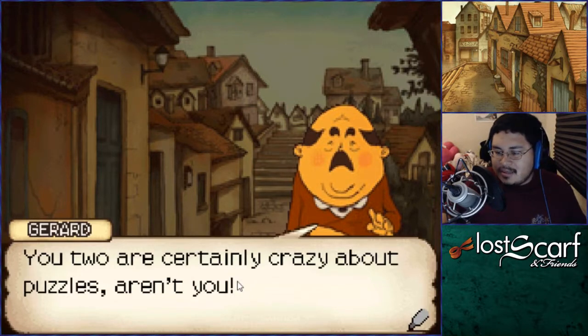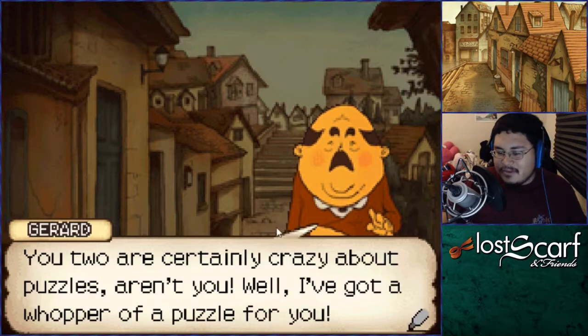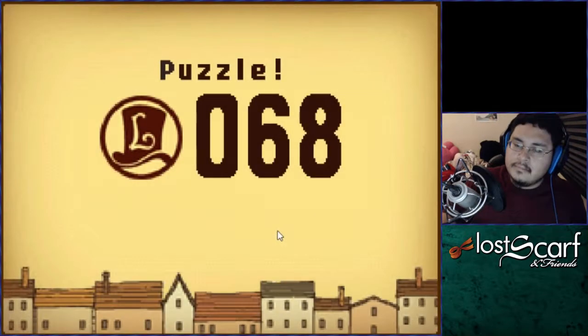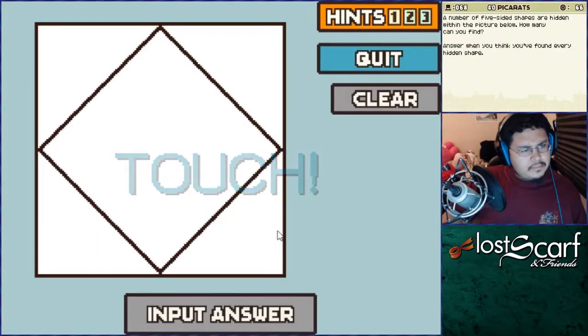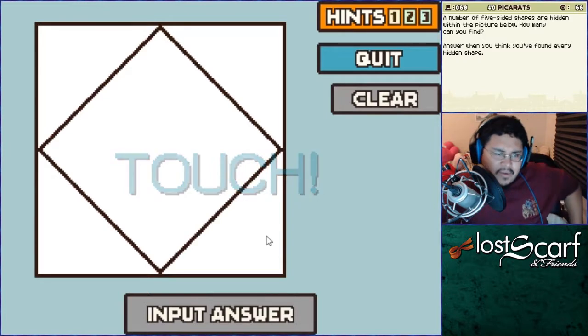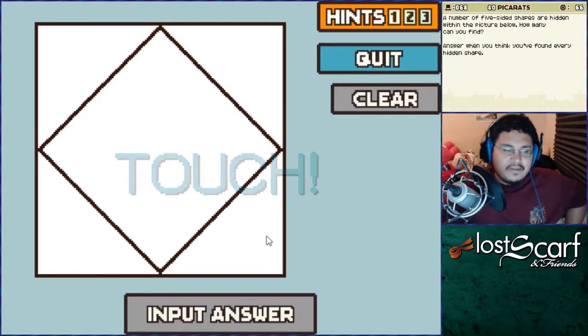You two are certainly crazy about puzzles, aren't you? Well, I've got a whopper of a puzzle for you. 68. Find the pentagons. A number of five-sided shapes are hidden within the picture below. How many can you find? Answer when you think you've found every hidden shape.